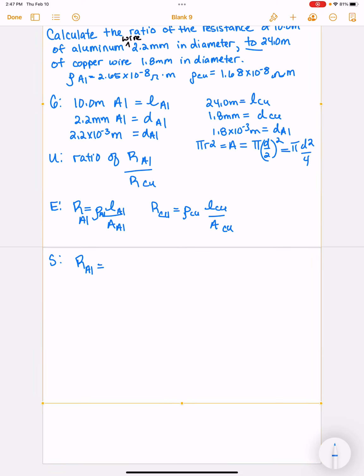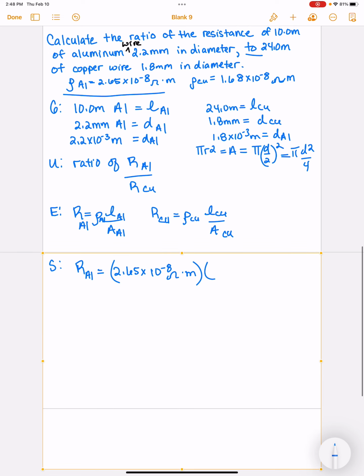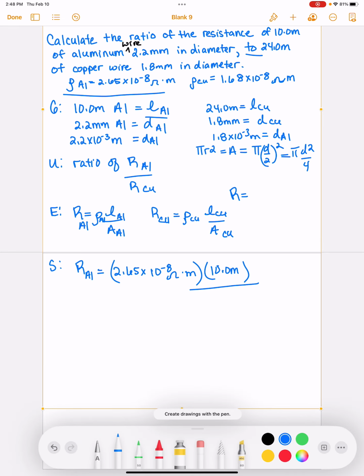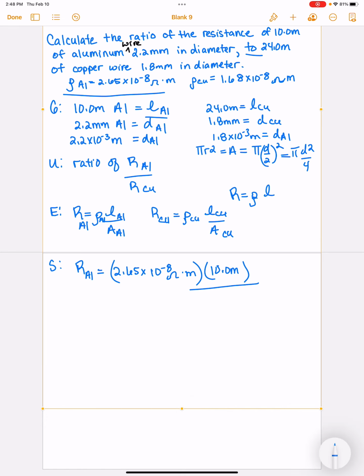So the resistivity of aluminum is 2.65 times 10 to the negative 8 ohm meters times the length of our aluminum, which is up here. So we have 10 meters divided by the area, which, oh, I didn't show that up here. So when I'm doing the resistance, I like to do it like this. Resistivity times length divided by area.